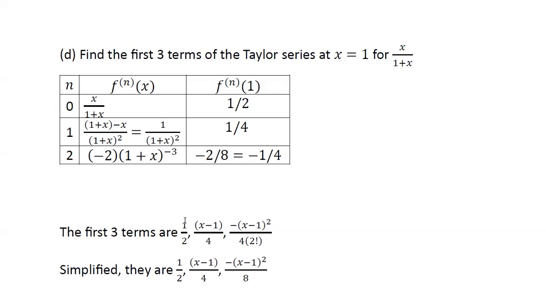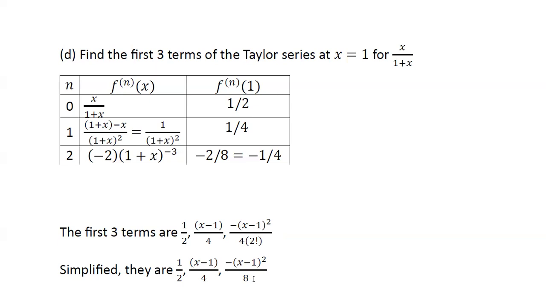So if we remember the general formula, the first term would be the 0th derivative at 1, so half times x minus 1 to the 0 power, which is 1, over 0 factorial, which is just 1 as well. So half is the first term. Okay, next it would be the first derivative evaluated at 1, so a fourth times x minus 1 to the first power over 1 factorial, so that gives you this term over here. Okay, and then the second derivative at 1, so minus 1/4 times x minus 1 squared over 2 factorial. So that's this term here. And if we simplify it, it gives you these three terms, okay?